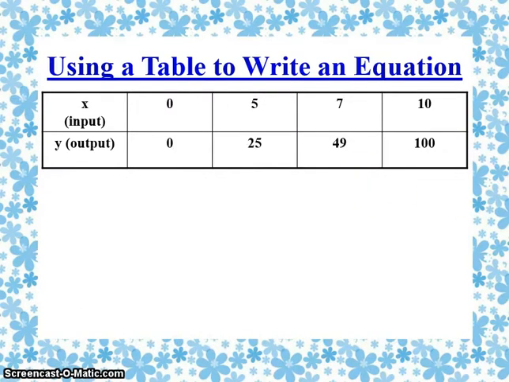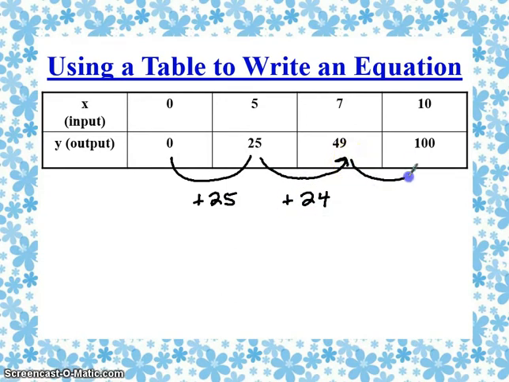Let's look at another example. Let's first look for a constant rate of change. Here we are adding 25. Here we added 24. Here we added 51. Does this look like a constant rate of change? No. Plus here we're adding 5. Here we're adding 2. And here we added 3. So there's no constant way that our table is changing.